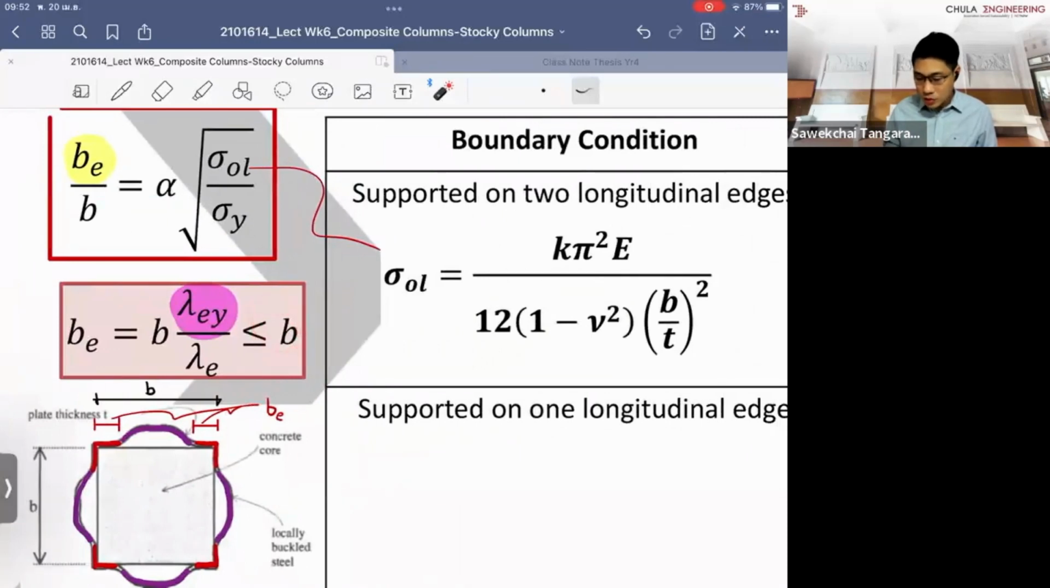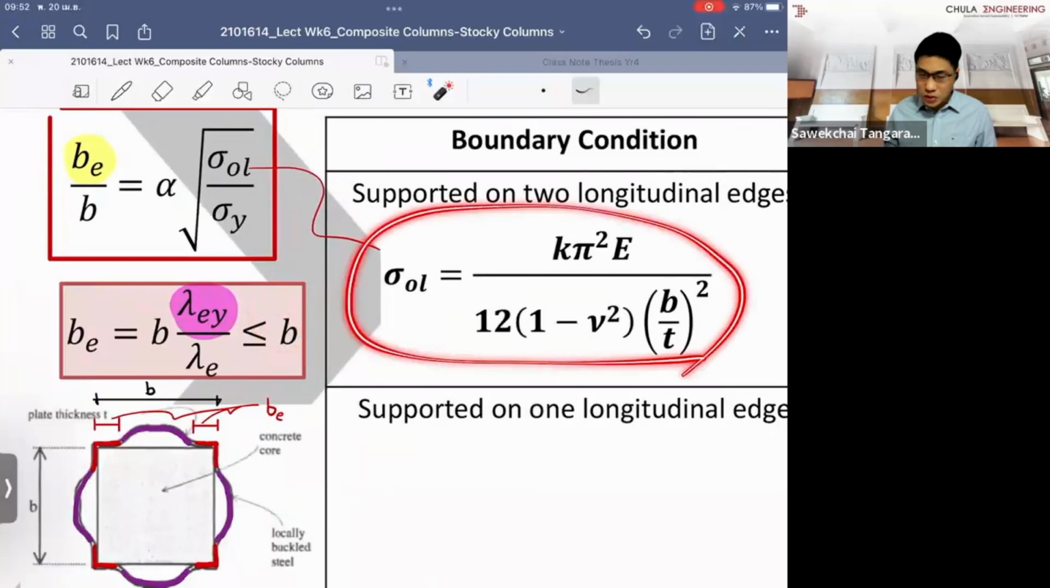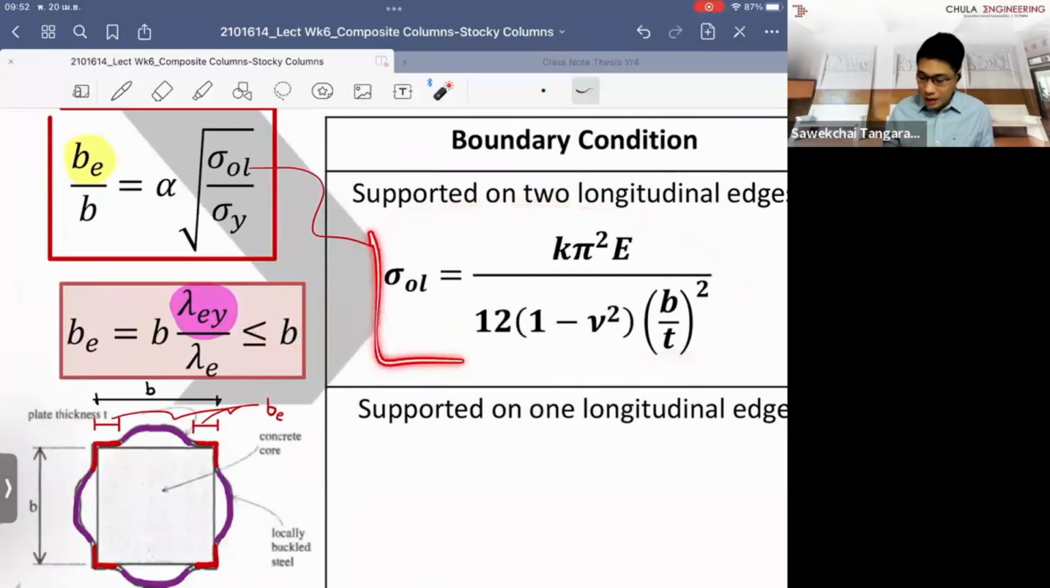To be more precise, you should use this formulation, and in most of the codes, some of the codes take this. In the Australian code, we use this one here, which is a more simplified method and quite conservative. So you can use this one, and in this course I ask you to use this.